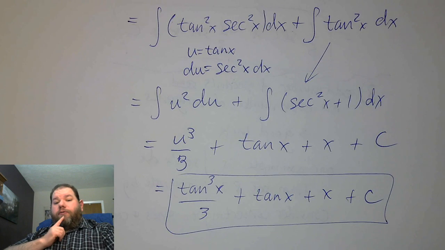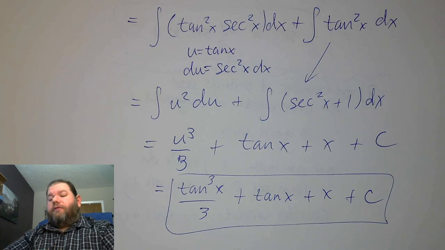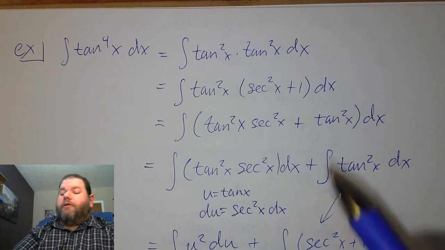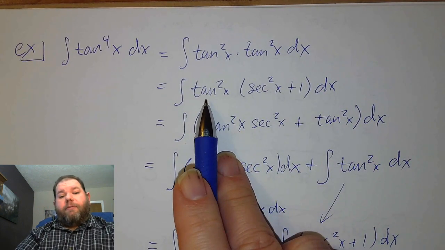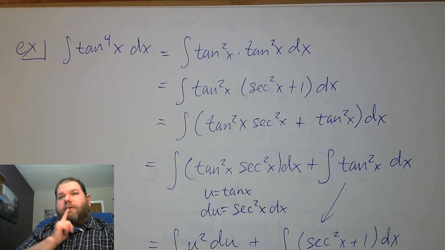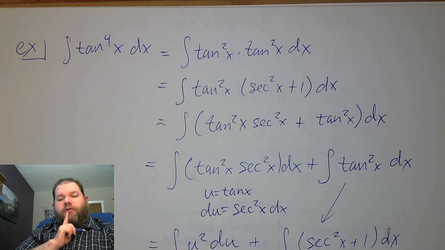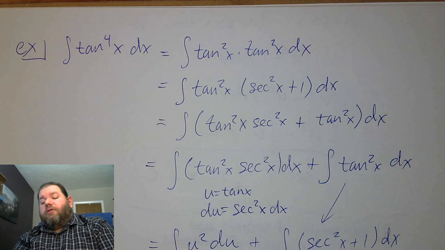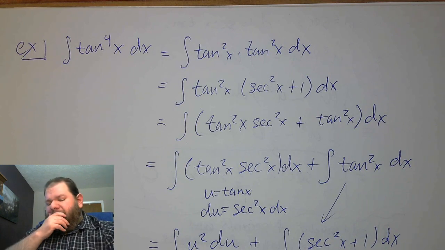I suppose it also would have worked in this case if we had tangent to the fourth. We could have taken both of those tangent squares, like we did up here, make them both secant squared x minus 1, and then FOIL that together. And that way we have an even number of secants in two different integrals. That would work as well. This came out kind of nice, though.